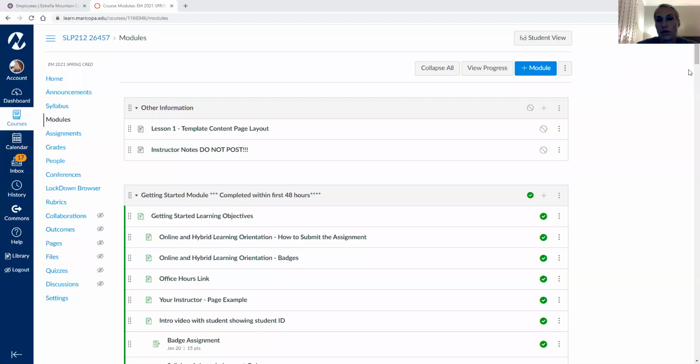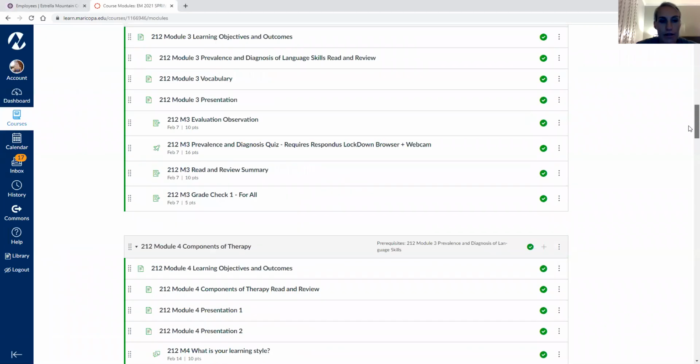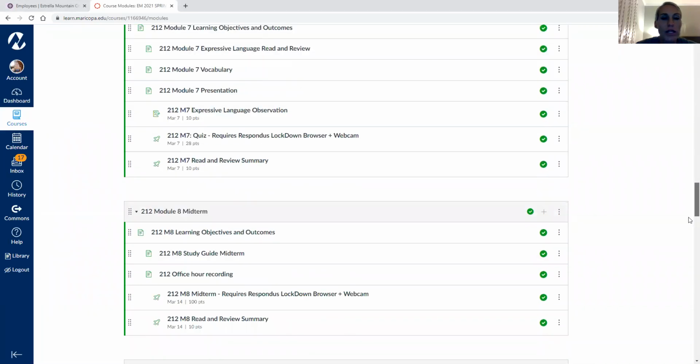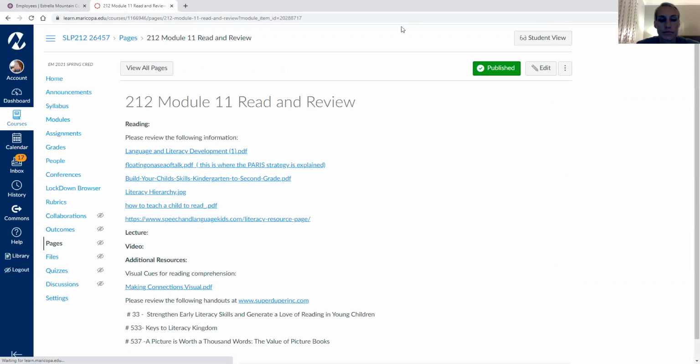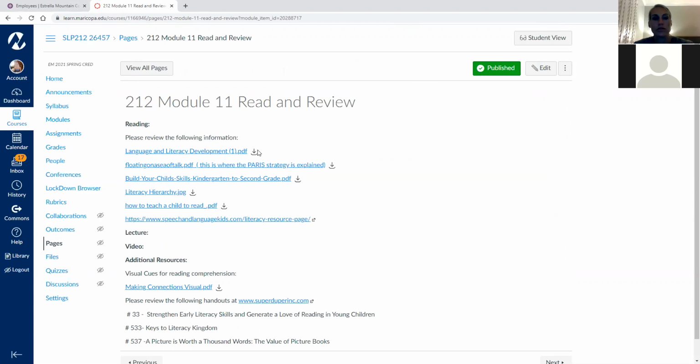Sometimes that doesn't always work, but so module 11, this is where we talk about literacy. So let me share my screen. And the para strategy. I thought I marked it on the reading review page. It's marked. One second, I'll make sure no one's in the waiting room. Okay, can you guys see the read and review page? Yes. Okay, so I marked, this is where the para strategy is explained.